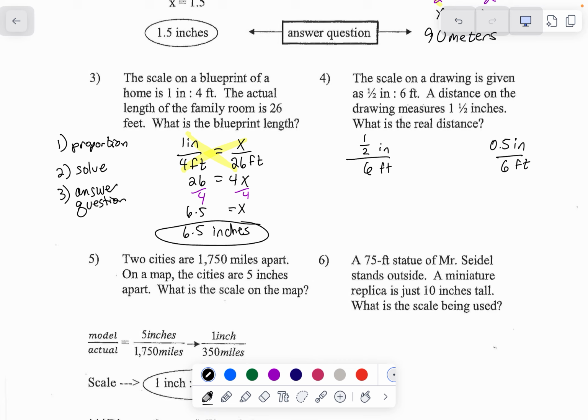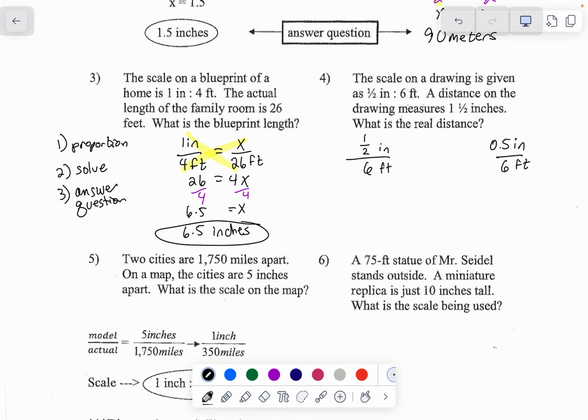Okay. So math is kind of interesting in the fact that sometimes there are multiple ways to get to the same place. And I'm okay with that, and I will give it to you whether you set it up the first way or the second way. Doesn't matter. Okay. Now it says the distance on the drawing, which is that inches, is 1.5 inches. What is the real distance?